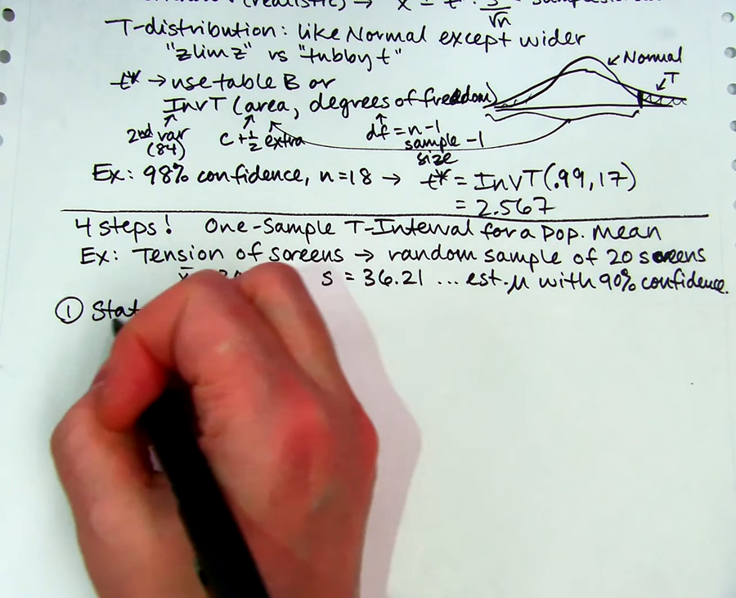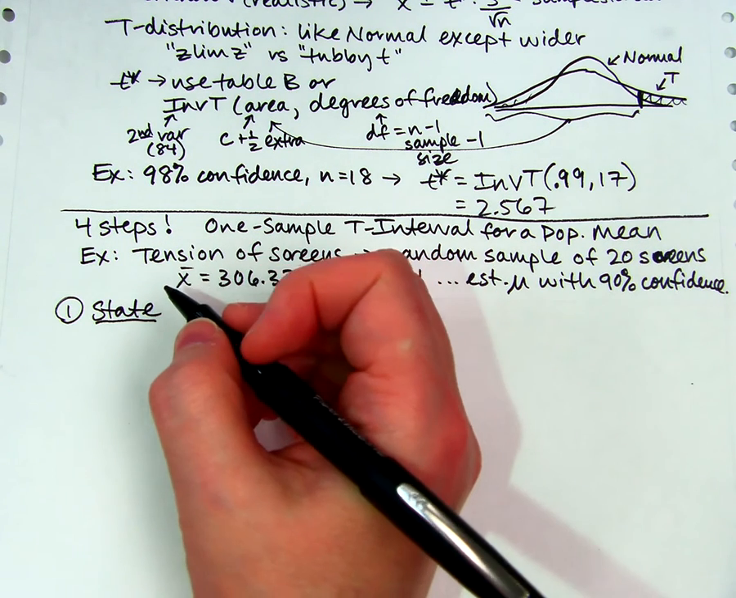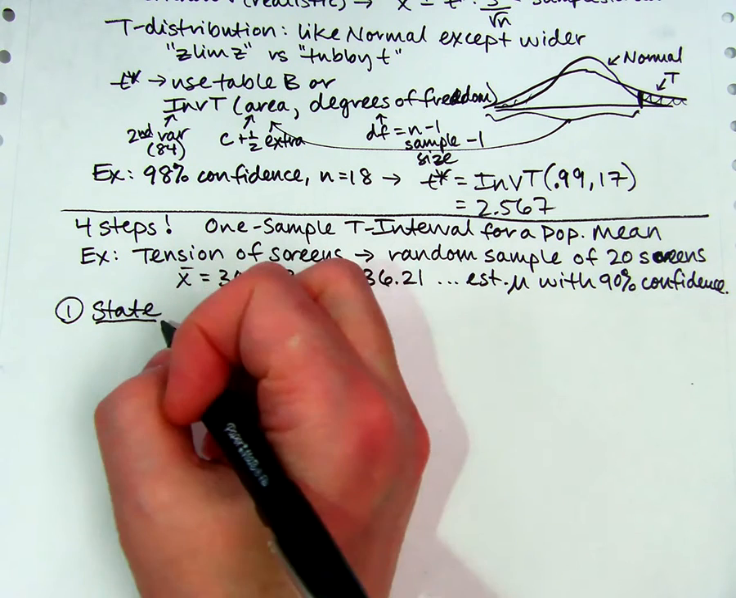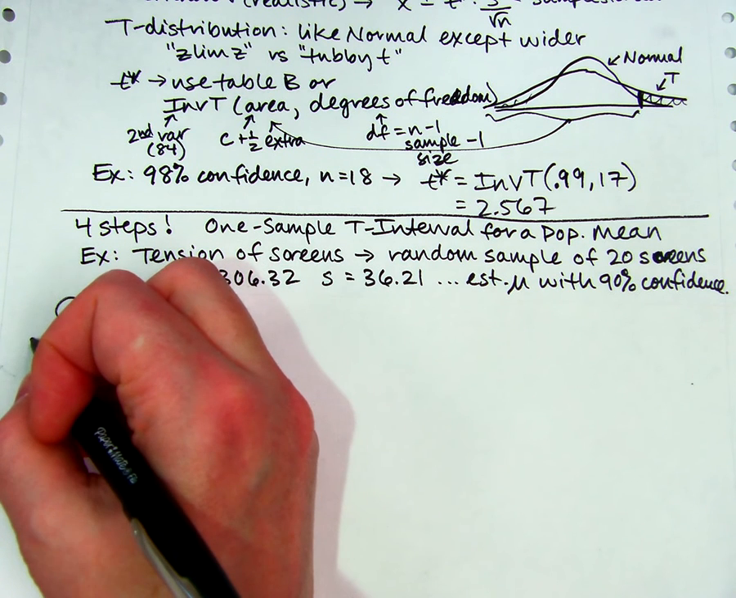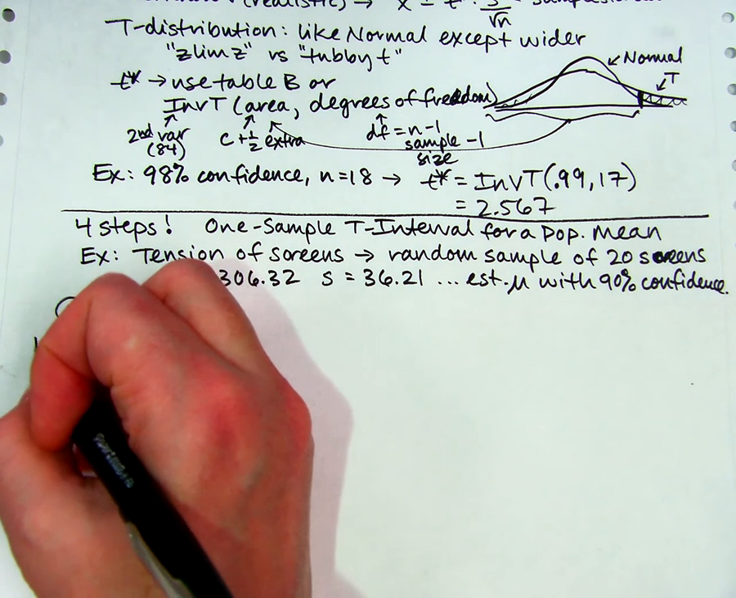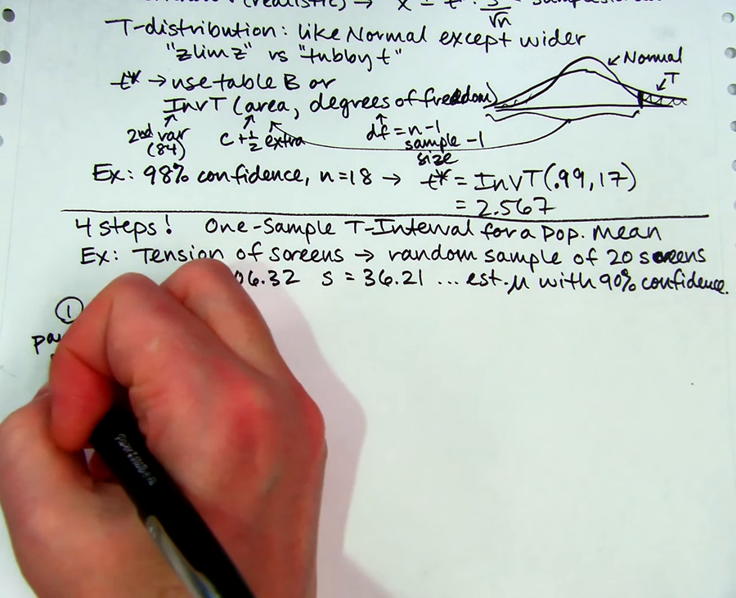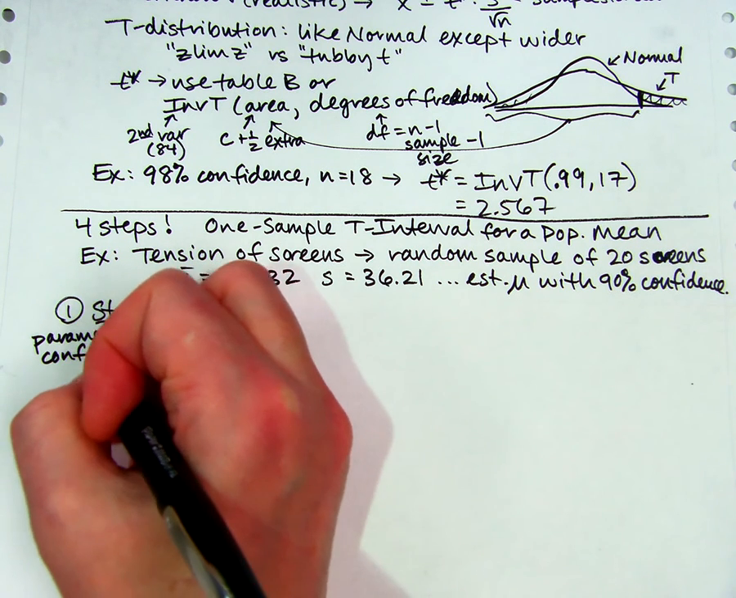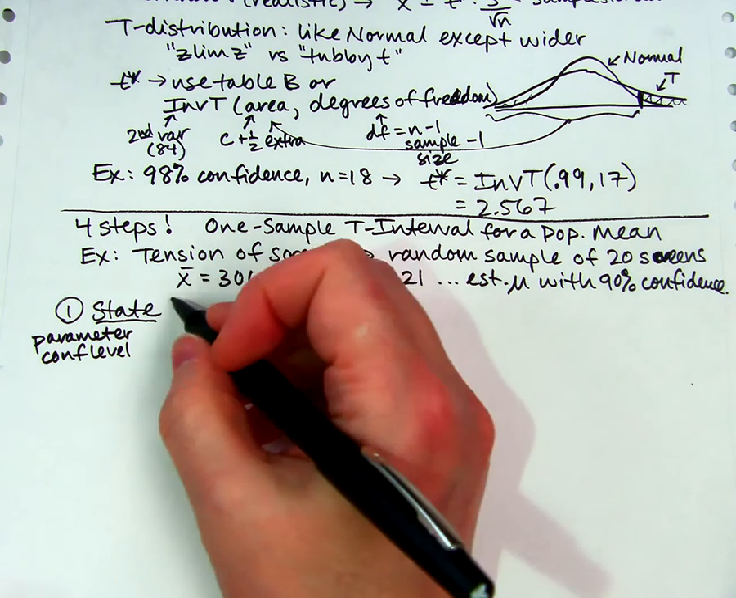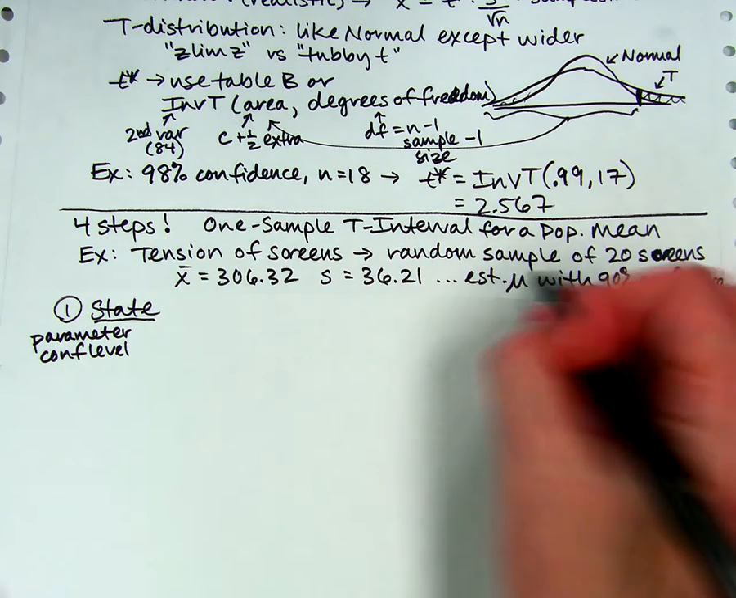This is going to be a lot like what we did in 8.2. So I'm not going to write all the details. I'm going to do the generic over here. We need to state our parameter in context. And we need to state our confidence level. And then I'm going to go ahead and write my sentence right here. I'm going to take this and make it better.